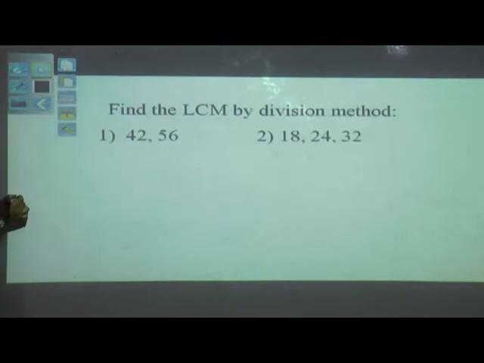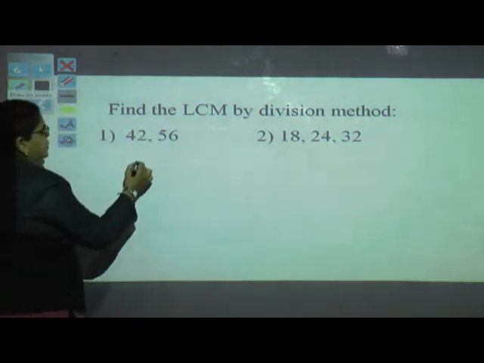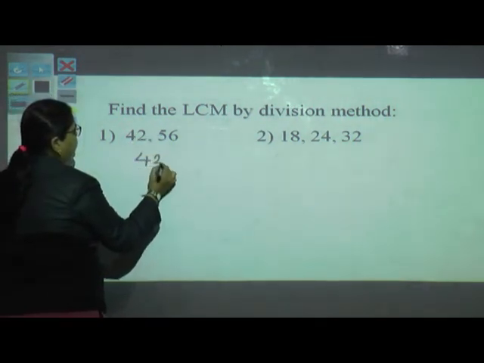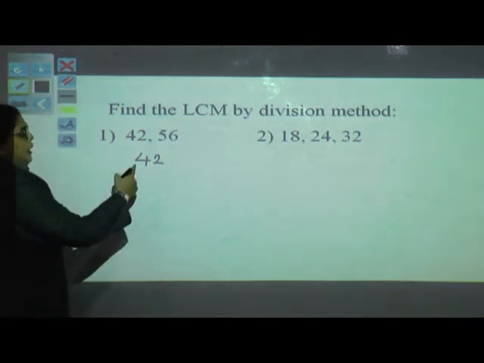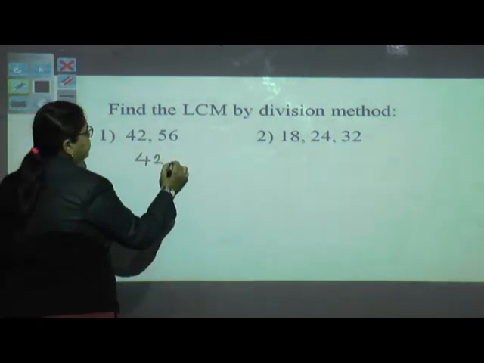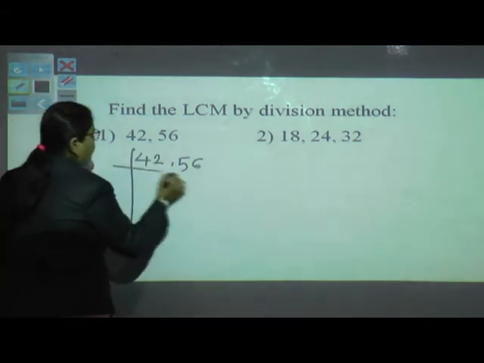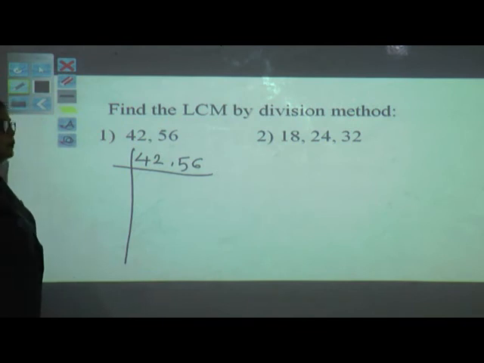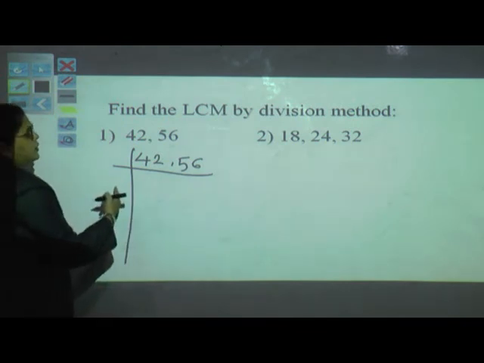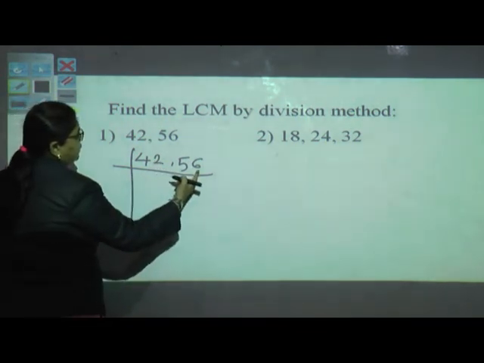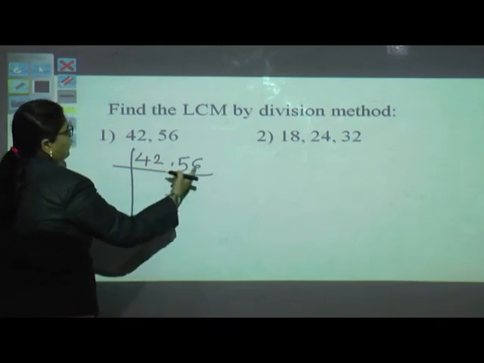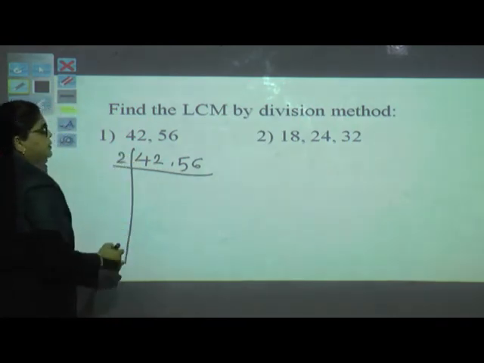The next sum today we will solve. Find the LCM by the division method. Already we had done this. First we will find the LCM of 42 and 56 by the division method. You have to find a prime number by which both the numbers are divisible. Here we have even numbers, so we can go for 2 as a prime number.